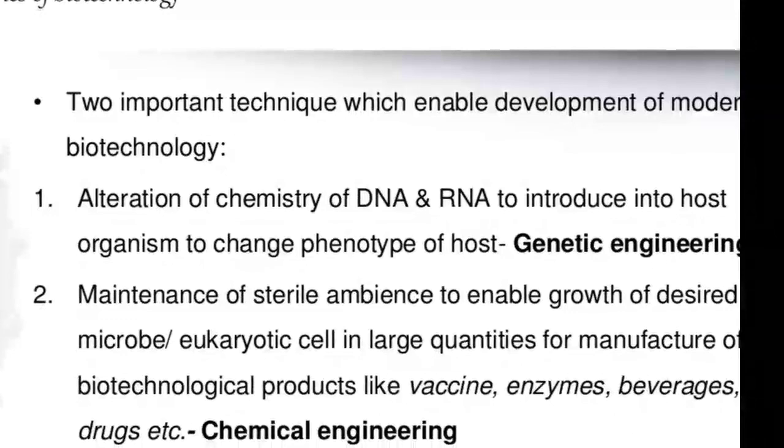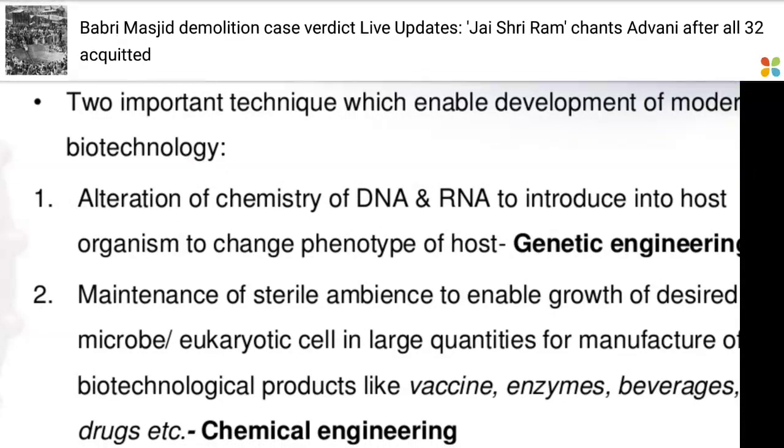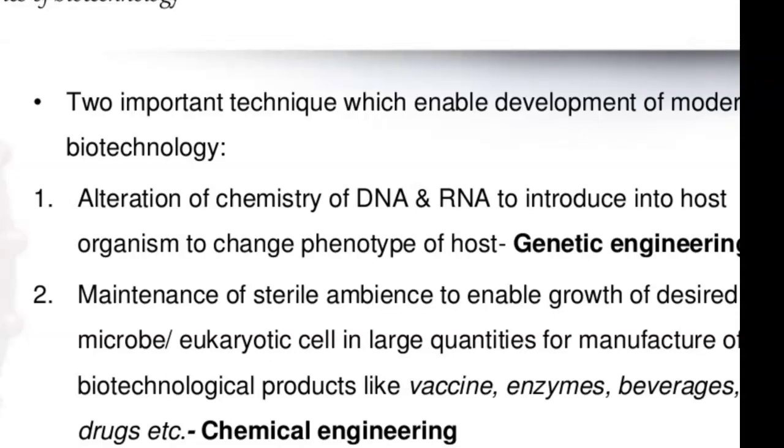And the second very important technology used in the development of modern biotechnology is the maintenance of a sterile ambience to enable the growth of the desired microbes or eukaryotic cells in very large quantity for the manufacturing of biotechnological products like vaccines. So nowadays this is used in the production of vaccines, enzymes, beverages, drugs, and this branch is known as chemical engineering.